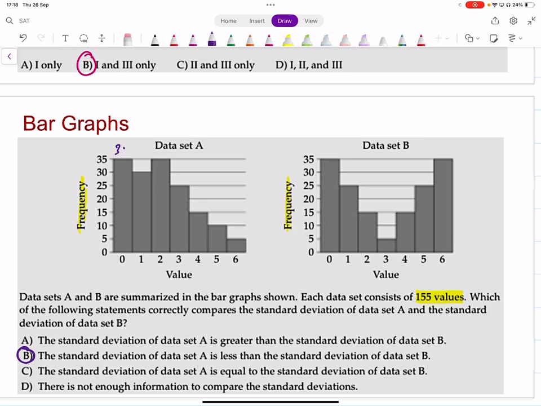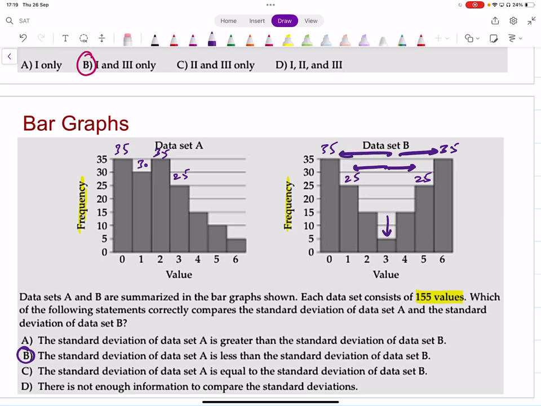There are 35 zeros in this data. There are 30 ones in this data. There are 35 twos in the data. There are 25 threes in the data, and so on. In the other data, there are 35 zeros, 35 sixes, 25 ones, 25 fives. Mean is in the middle. Most values are away from the mean.